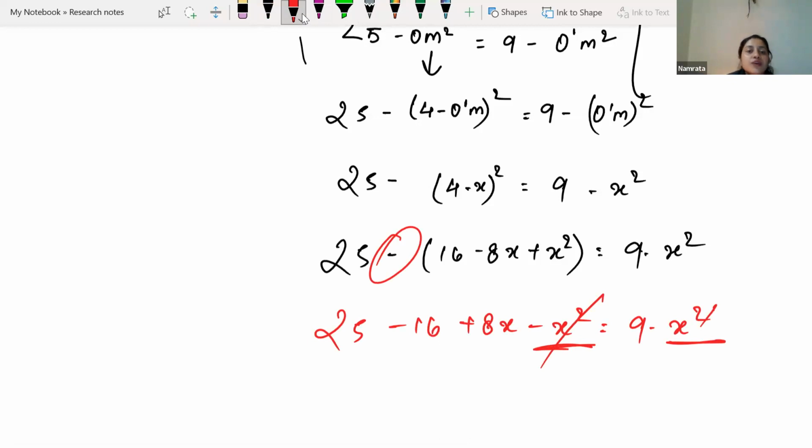Is it clear so far to everyone? What exactly are we doing over here? Yes, ma'am. Clear? Let's move ahead. 25 minus 16, 9, plus 8x is equals to 9. Wait. Are we missing anything?